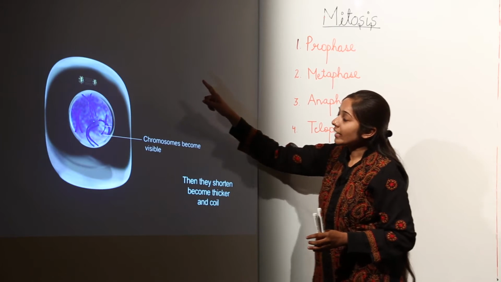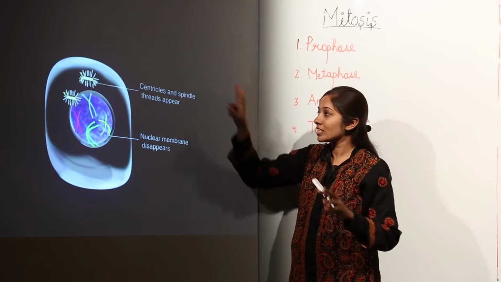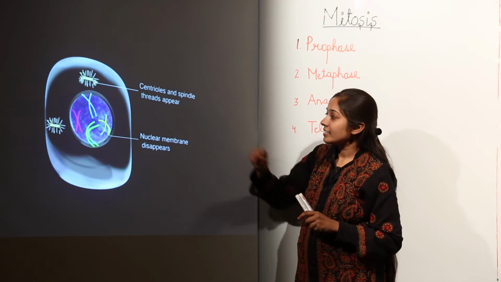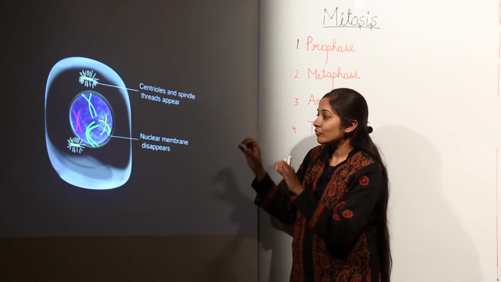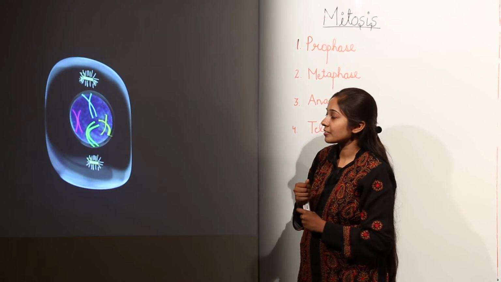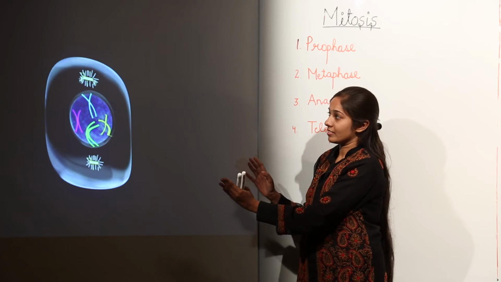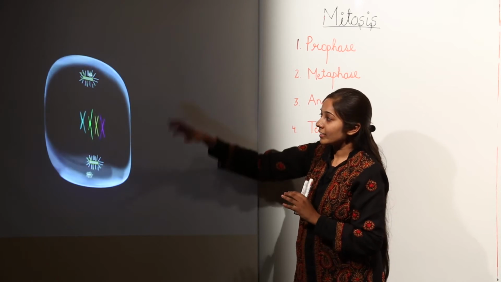As you can see, the centrosome and the centrioles are formed. From the centrosome, two centrioles are formed and they move apart from each other and they form some aster-like, star-like structures. This is the prophase stage of mitosis, when it looks like this.